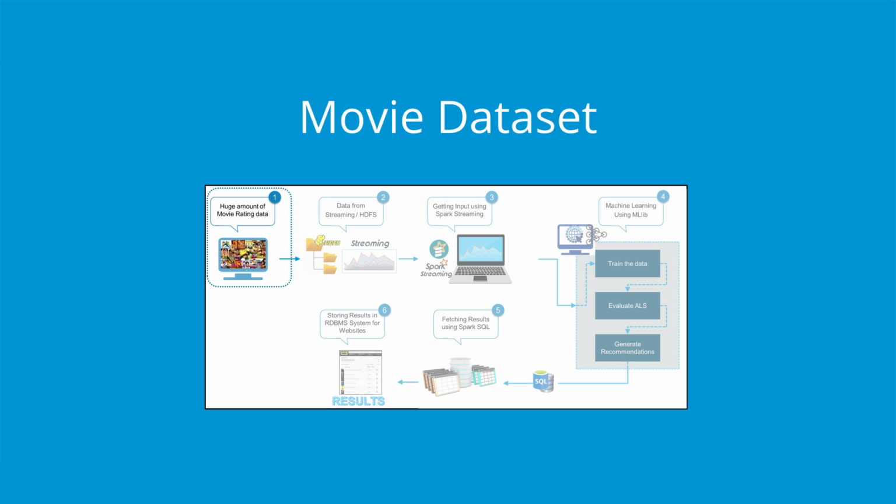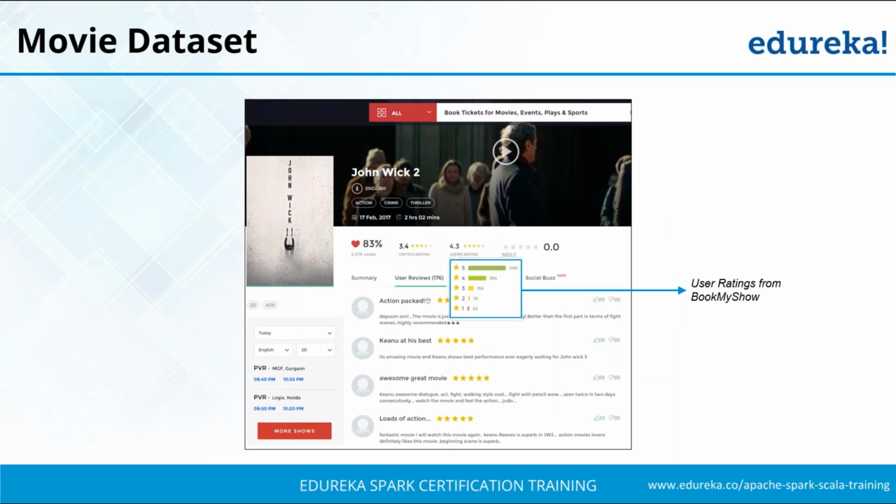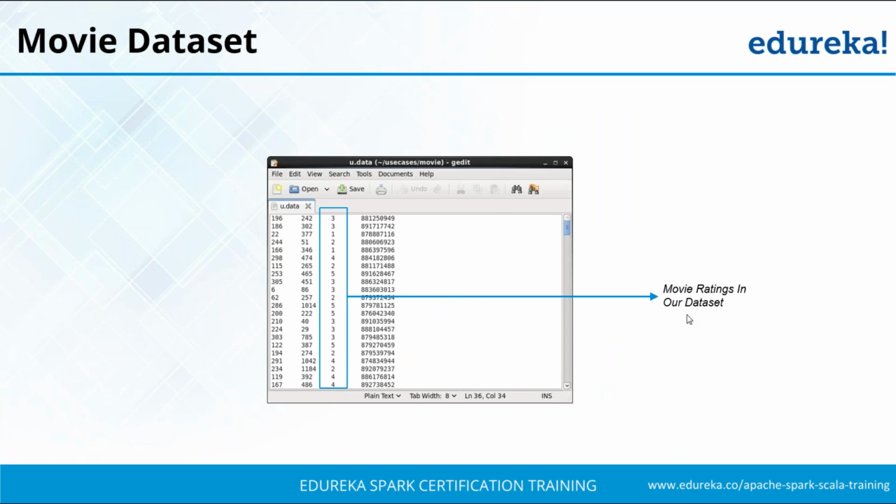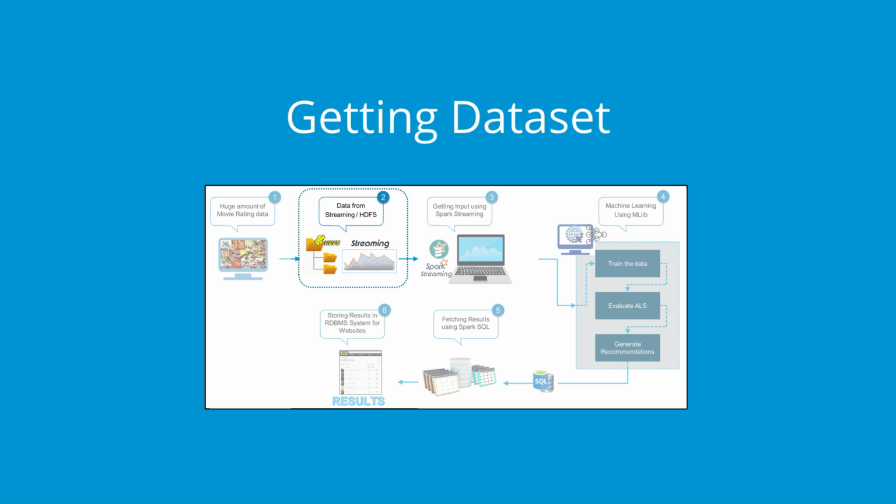Now let's understand our use case and how we are going to push it up. First of all, we are going to have a huge amount of movie rating data. Let's say this will be our movie rating from Book My Show. I hope all of you have seen it. If not, you can quickly go and check Book My Show. It's a very famous website where you can book tickets, and people go and rate the movies as well. So you can see all these ratings, and our data is going to look like this. This is going to be our movie rating. Now, what we are going to do is bring it to our HDFS.